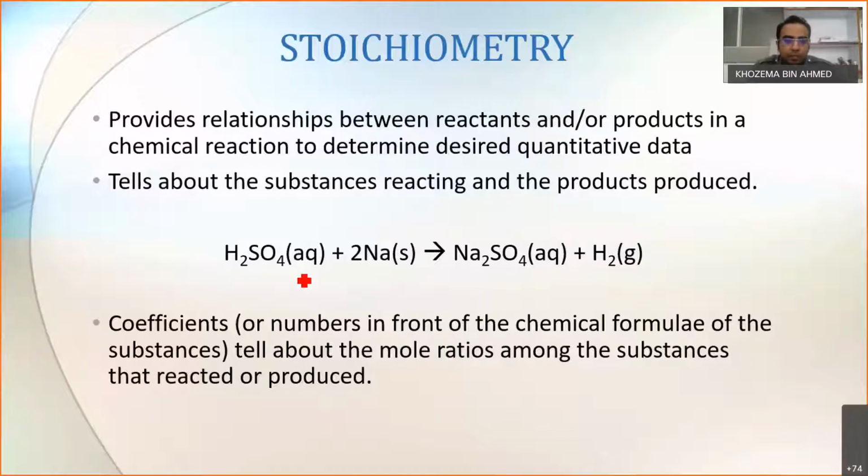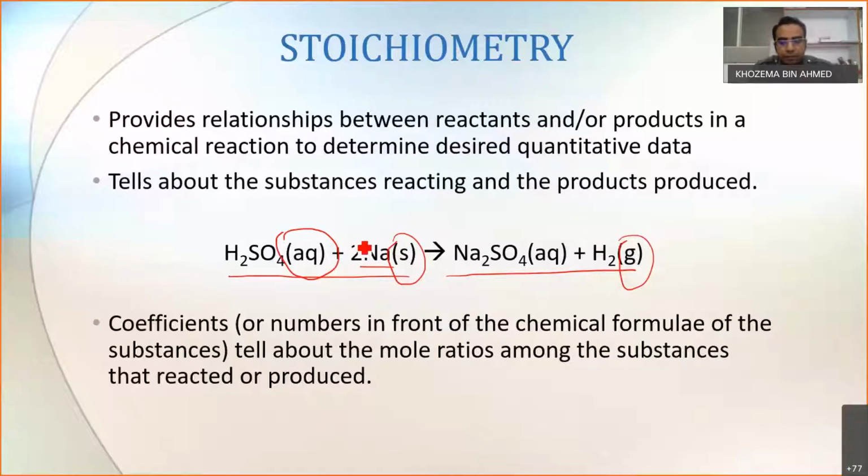So here is an example of a chemical reaction equation where on the left hand side you have your reactants, and on the right hand side you have your products. I'm sure that you know that AQ means aqueous, S is solid, and G stands for gas. So this is just a refresher. So you have here sulfuric acid plus sodium, which will get you sodium sulfate plus hydrogen gas.